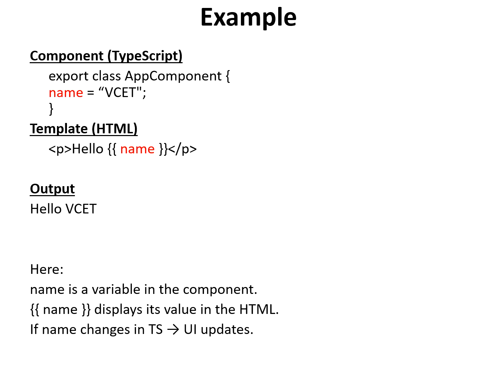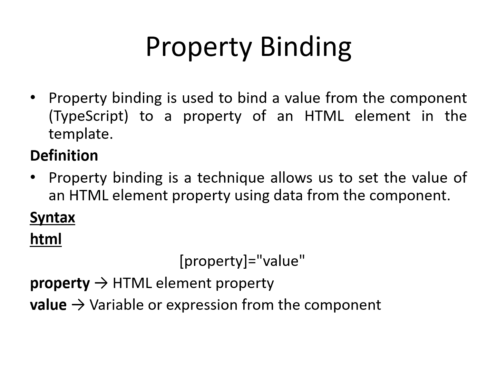For example, in this slide, we can see a TypeScript file and an HTML file. In the HTML, there is a paragraph tag with the value "Hello" and interpolation with the variable name. The value of the variable name will come from the component file. In the component file, there is a variable called name with the value VCET. When you execute this application, we will get the output "Hello VCET". Once the variable name value changes in the component file, it will reflect automatically in the template. That is called data synchronization, and this is an example of interpolation.